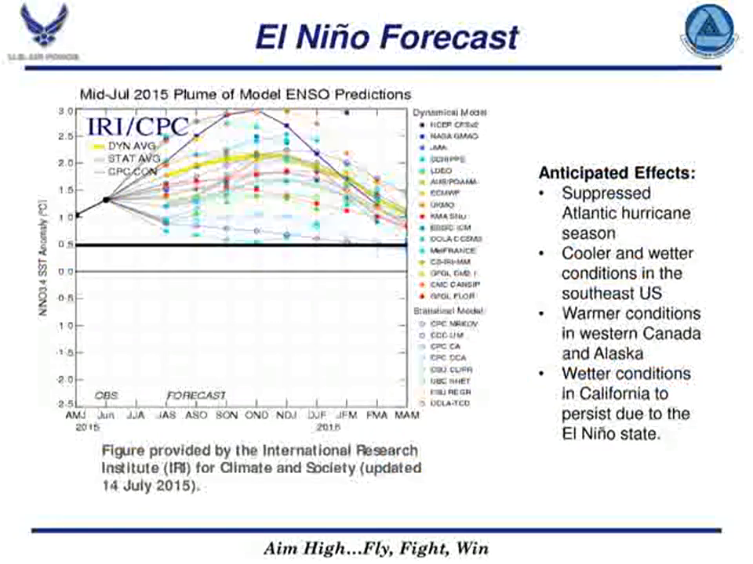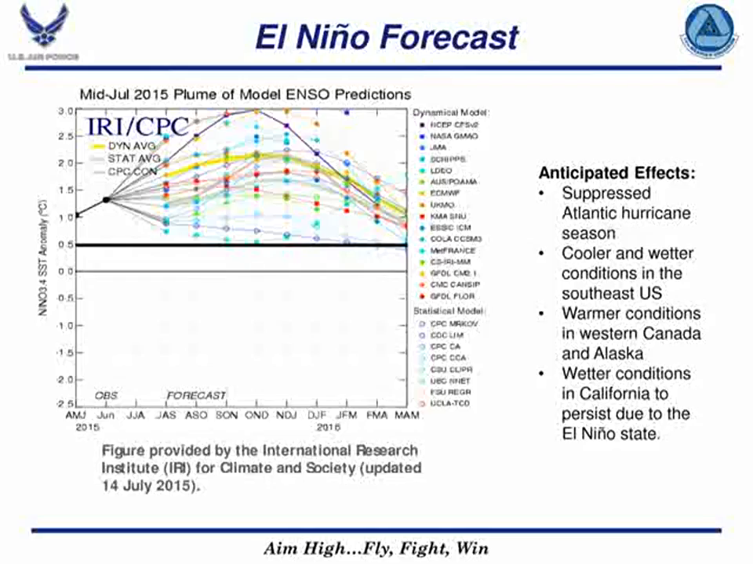There is a greater than 90% chance that the El Niño conditions will continue into the Northern Hemisphere autumn, and an 80% chance it will last through the 2015-2016 winter, according to the Climate Prediction Center. Looking at the International Research Institute, or IRI, and CPC plume of the model ENSO predictions, we can see that the majority of the models are predicting that the sea surface temperatures in the Pacific will continue to be at least 0.5 degrees Celsius higher than normal into the beginning of the 2016 year.